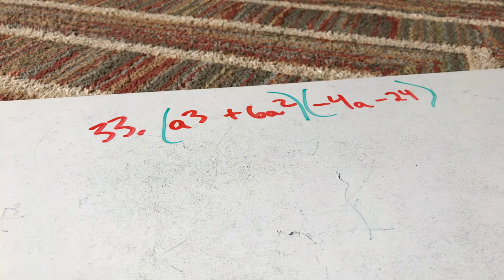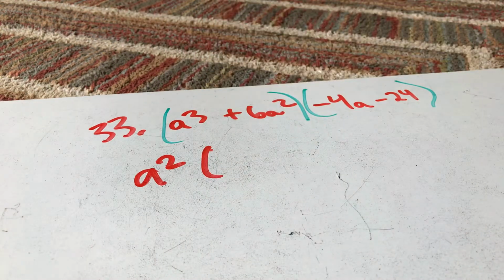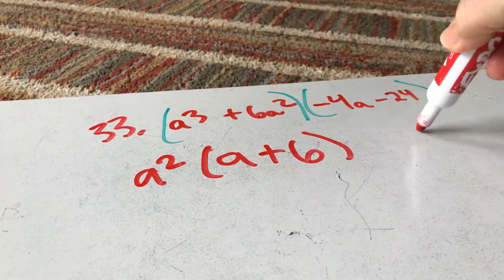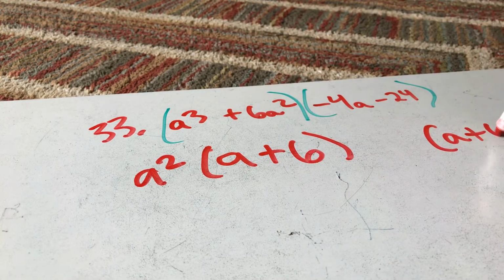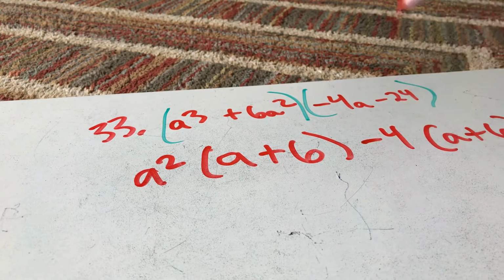So I need to factor out the greatest common factor from the front 2 terms, which would both have an a squared. Once I factor that out, I am left with a plus 6. So I'm going to get an a plus 6 over here. Looks like I'm dividing by a negative 4.